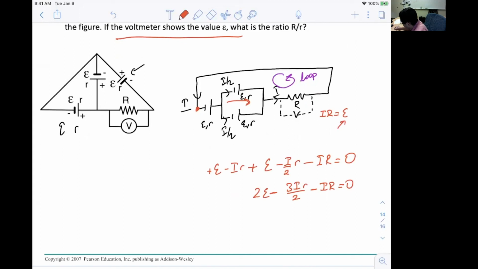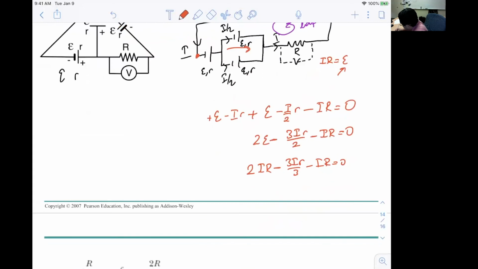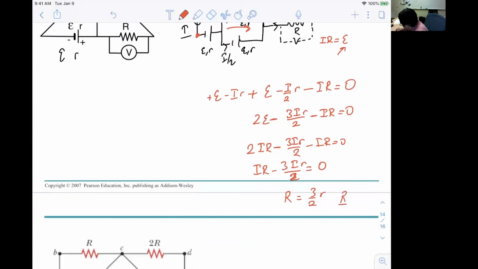Then you have epsilon equals I times R. I can plug that in here, 2 times I times R. Then you have 2 minus 1 is going to be 1 IR minus 3I small r divided by 2, which will be 0. Then you see the I's are going to cancel, and you will have R equals 3 over 2 r, and the capital R divided by small r ratio is going to be 3 over 2.